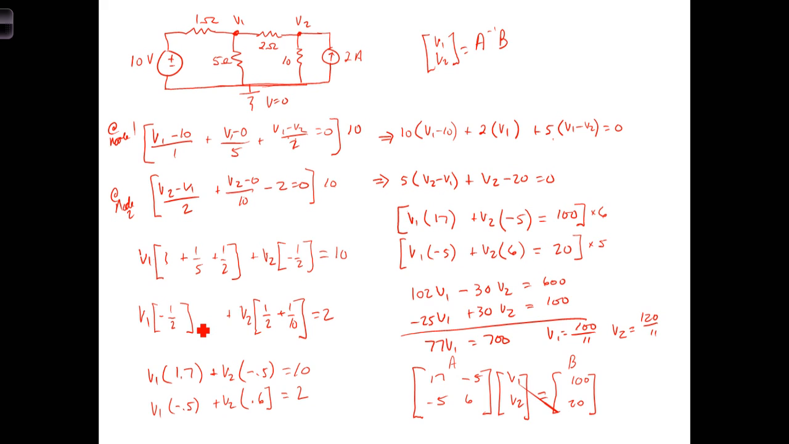In both cases, you better find that V1 is equal to 100 over 11, which, if you're working in decimals, turns out to be 9.09. And V2 turns out to be 10.91.